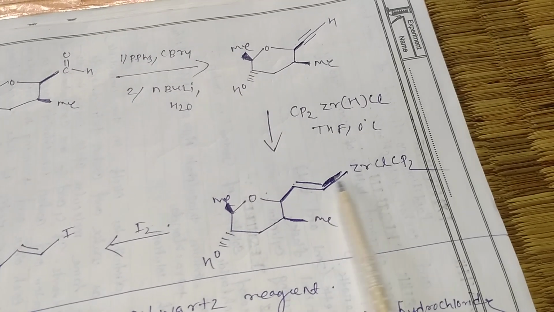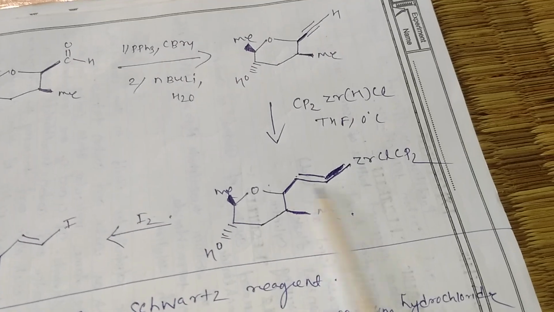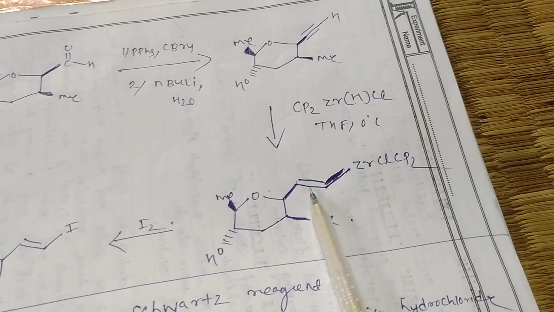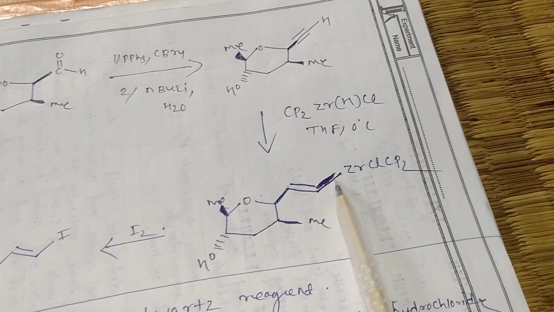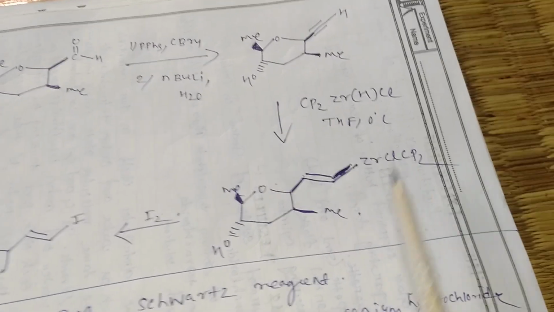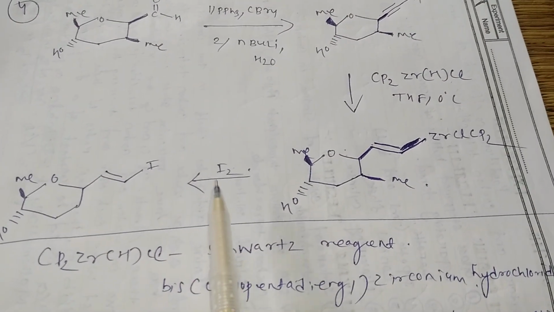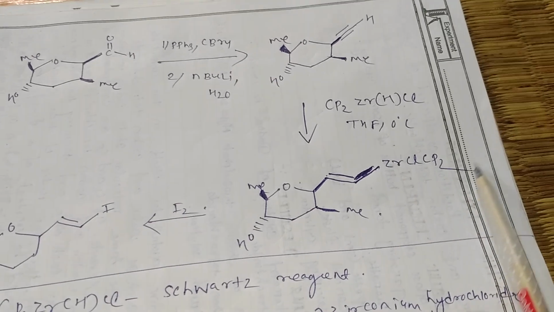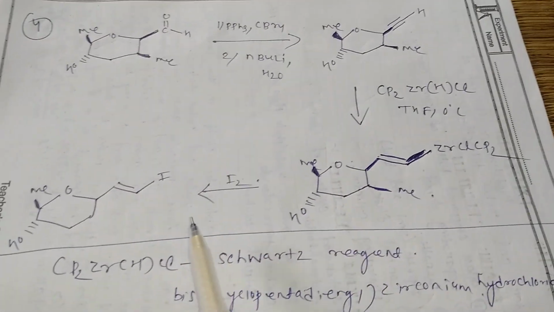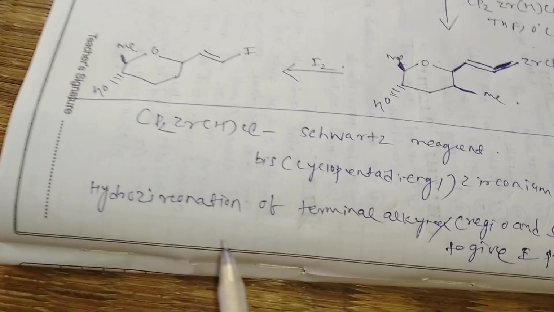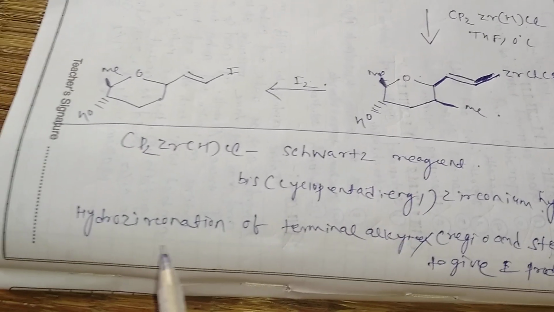I can correct that. So here is the double bond, and here that can be a single bond attached with ZrClCp2. And again it reacts with iodine, and that ZrClCp2 can be substituted by iodine. So this, again, I can call the Fuchs reagent.